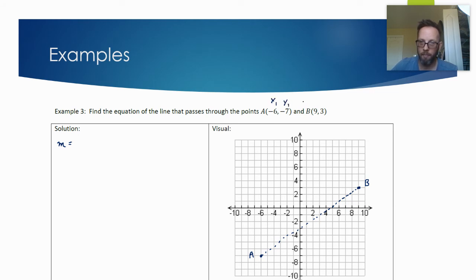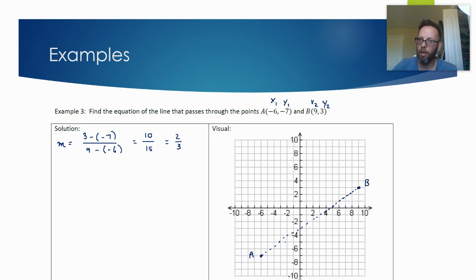x1, y1, x2, y2. So y2 minus y1, 3 minus -7. And then 9 subtract -6. We get on top 10 over 15, which simplifies nicely to 2/3.